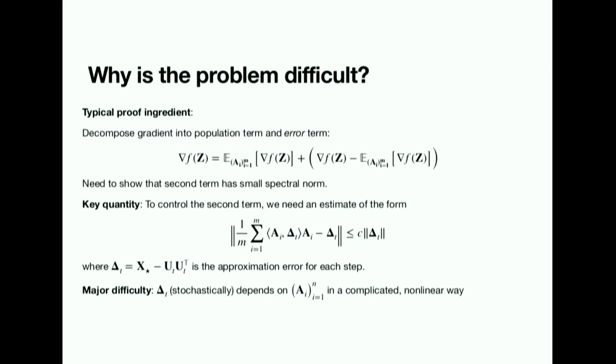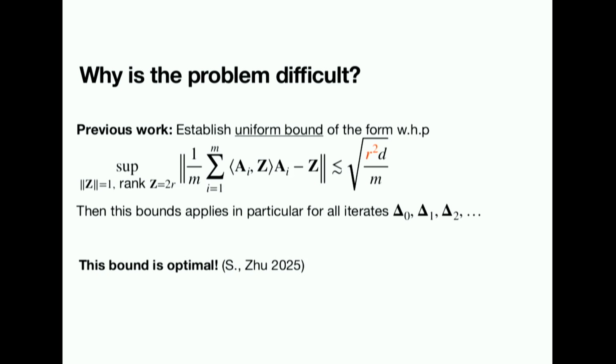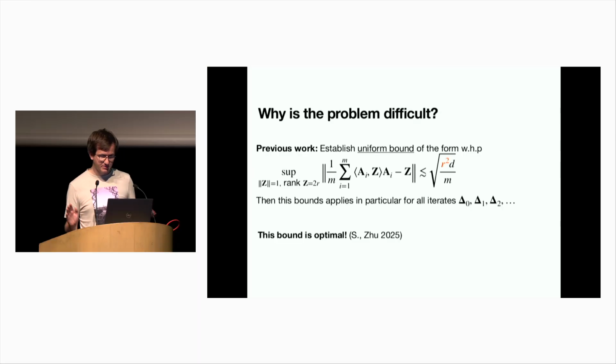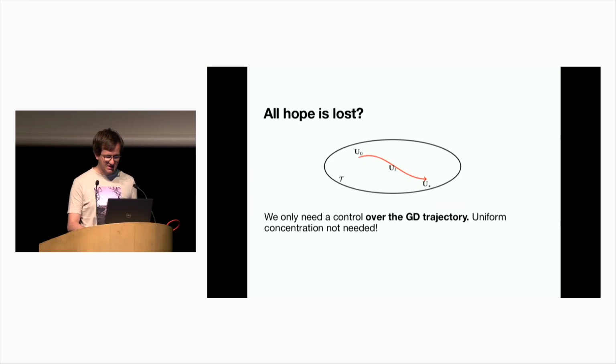So if you want to bound this, you cannot just apply standard concentration inequalities, but you rather need to do some uniform bound or something, right? But the problem is if you establish a uniform bound, you actually get this R² factor. And as we show in our paper, this bound is optimal, so uniform bounds. With uniform bounds, you cannot get optimal sample complexity. But you don't need uniform bounds. Of course, you just need to have some bounds over the trajectory.